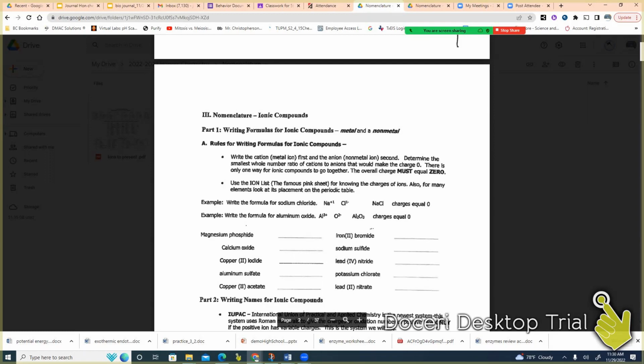Cameron, did you say something or no? You couldn't see nitrate on his sheet.